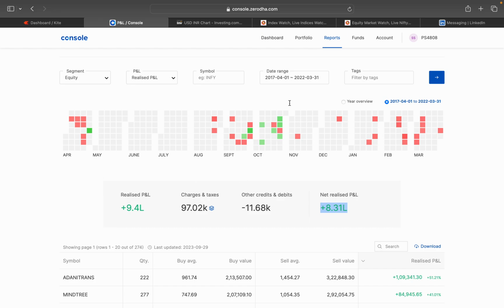So anyways, 2017 to 2022, this 5 year period, at the starting capital of 5 lakhs, we can see net gains of 8.31 lakhs in the equity segment.